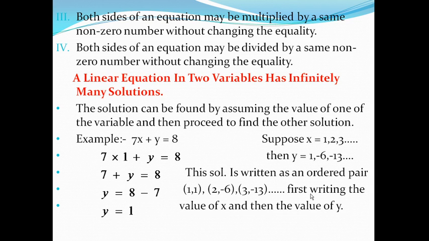So what is the pattern? First write the value of x and then the value of y. Now, there is no end to the different solutions of this equation. That means we can get countless solutions of the particular equation. That's why it is clear that a linear equation in two variables has infinitely many solutions.